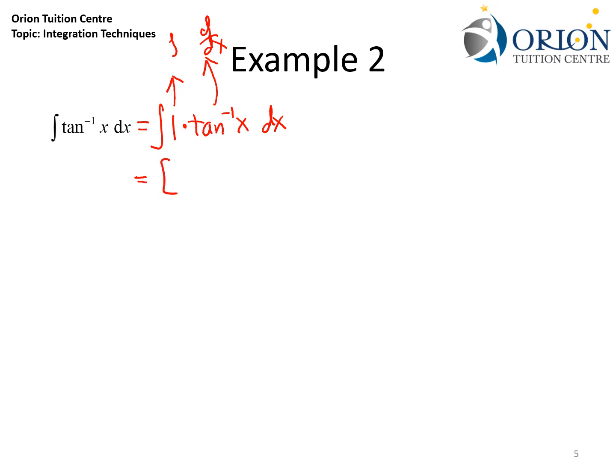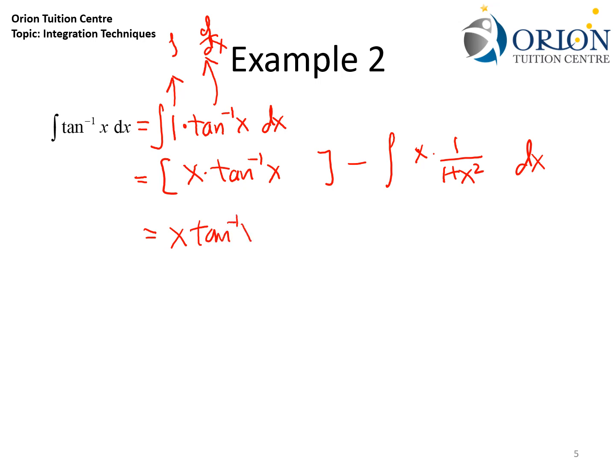This gives us, in the square bracket, x multiplied by tangent inverse x, and in the integral, x multiplied by 1 over 1 plus x squared. And let's simplify this term slightly. We get x tangent inverse x minus integration of x over 1 plus x squared dx.